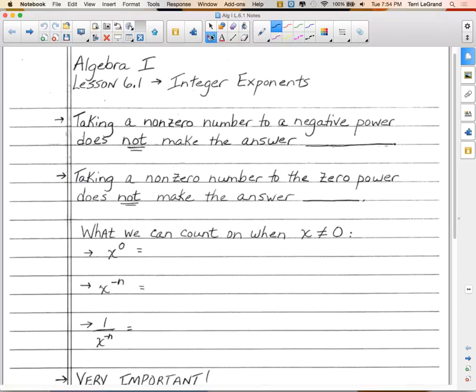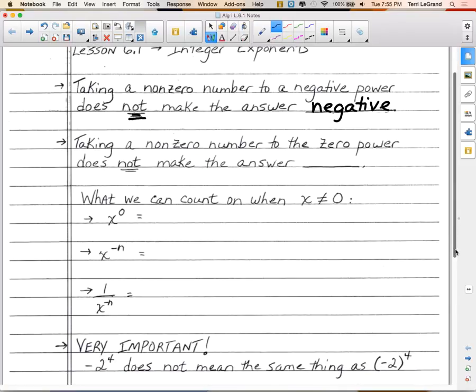We'll start off by saying taking a non-zero number to a negative power does not, and this is really important right here, just because something's being taken to a negative power, that does not make the answer negative. It's going to be tempting to think that it should make it negative, but that is not what happens. I'll do a little thing here with you in a bit to show you.